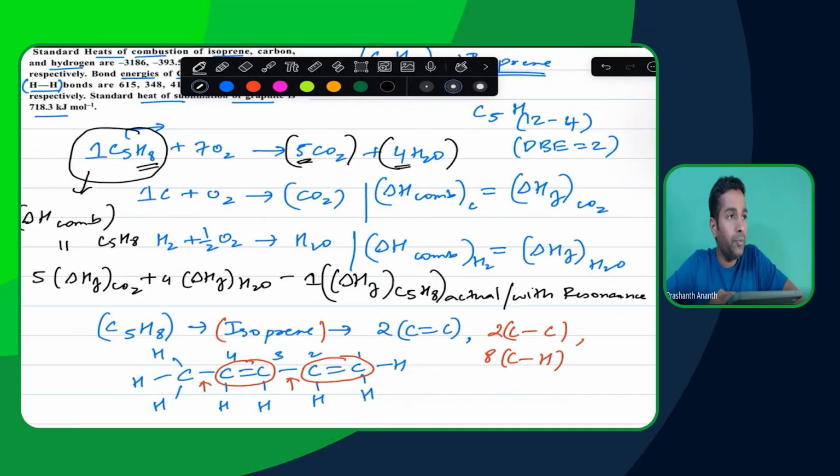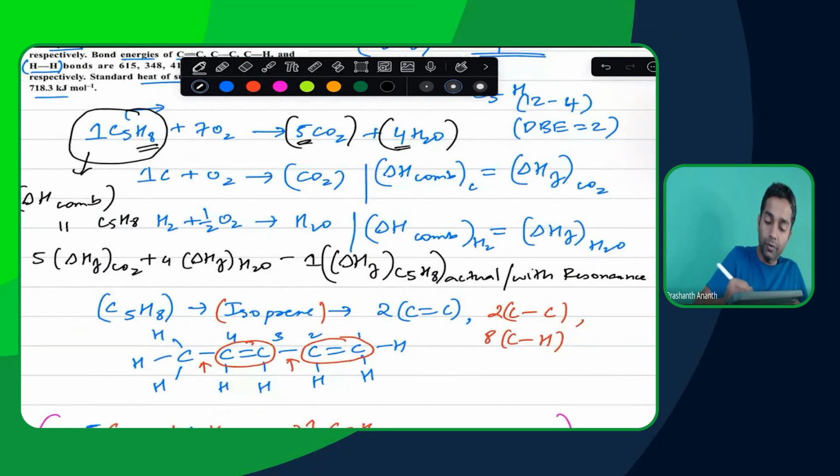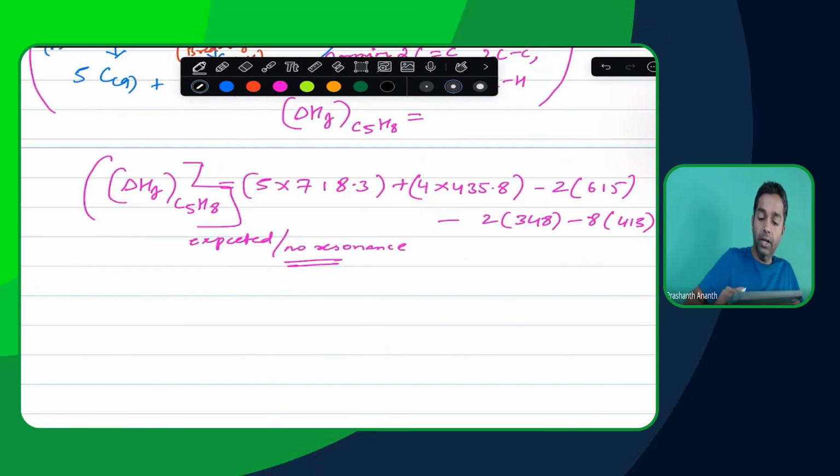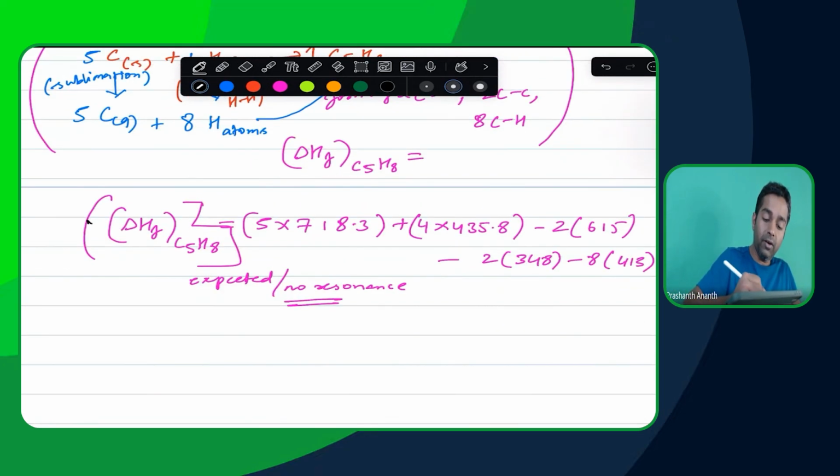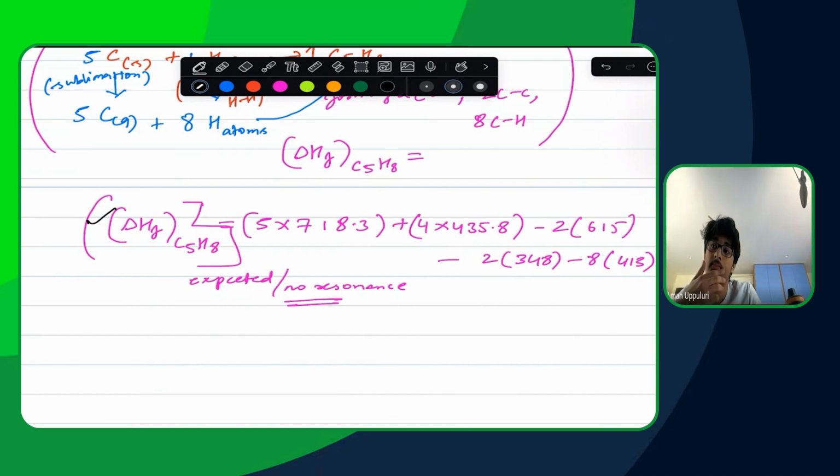You understand the idea now? So you calculate this value from here and compare it with the value which you have calculated here. The difference between them will give you your resonance. Understood. You understand this type of a question?